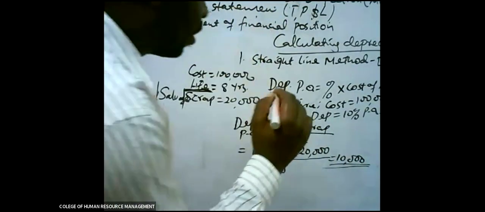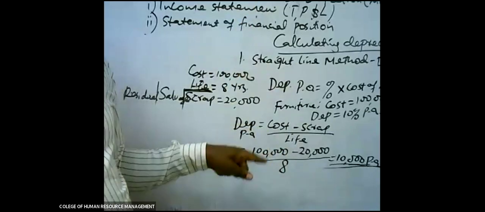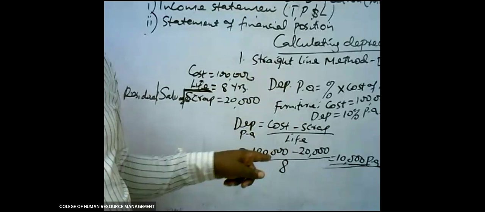Then we find that it is going to have a depreciation of 10,000 per annum, per year. So 10,000 in year 1, 10,000 in year 2, up to year 8, it will give us the 80,000. So that is how we can also calculate it.